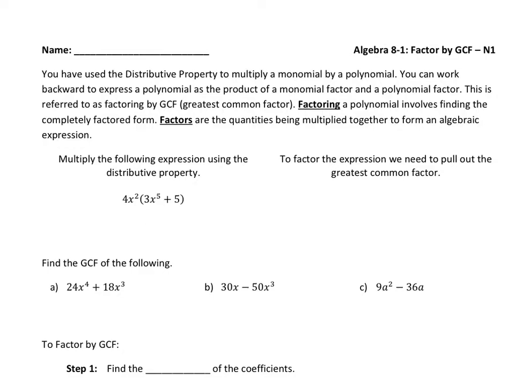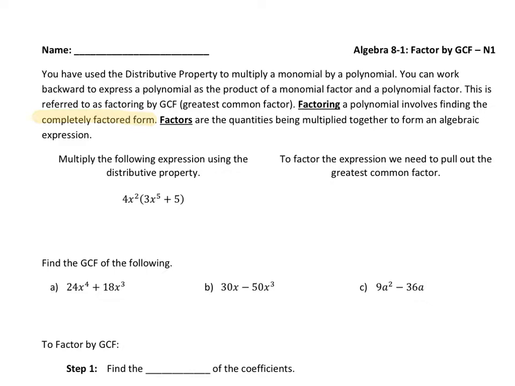Factoring a polynomial involves finding the completely factored form. And I'm going to highlight that. That's going to come into play a lot more later. Completely factored form. Factors are the quantities being multiplied together to form an algebraic expression. So we've worked with the distributive property. Factoring is the opposite. It's the inverse.